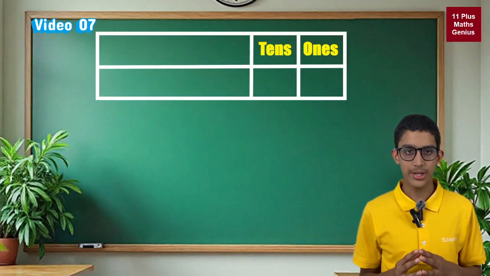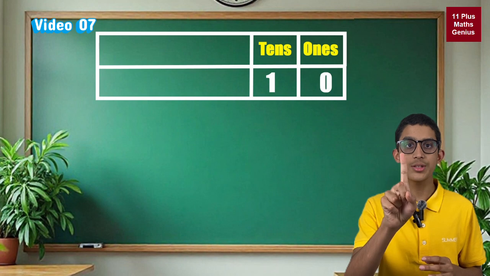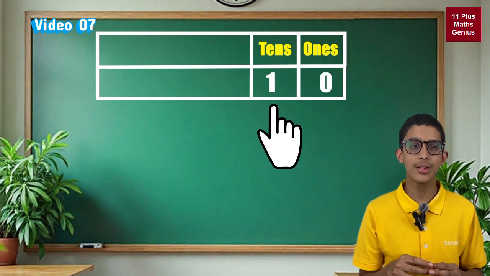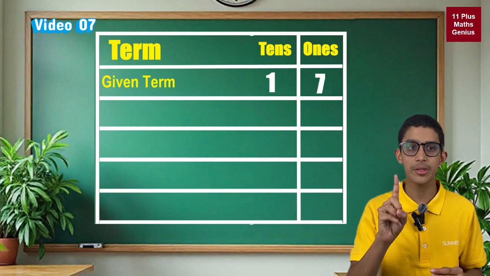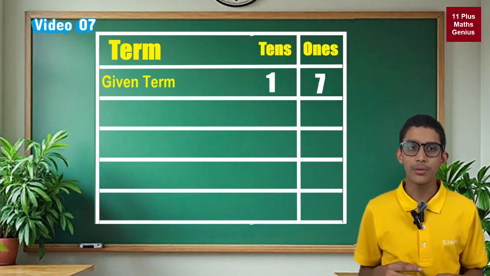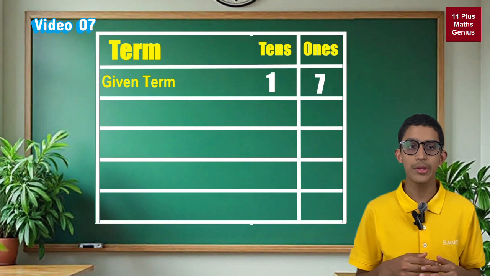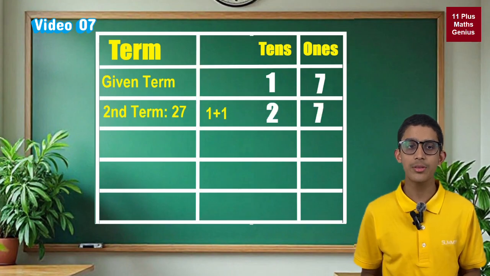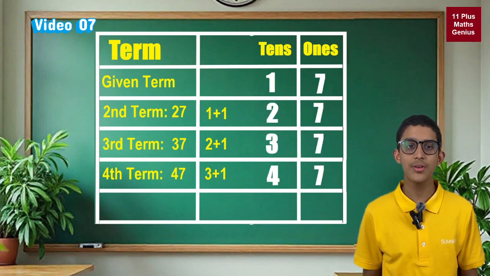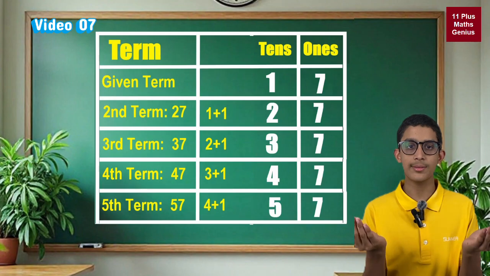We know that in 10 there's only one ten, so we can create the next number by adding 1 in the tens position. However, the ones will be the same as 7, so we get the numbers 17, 27, 37, 47, 57, and so on.